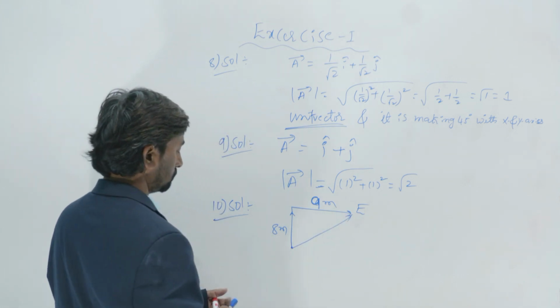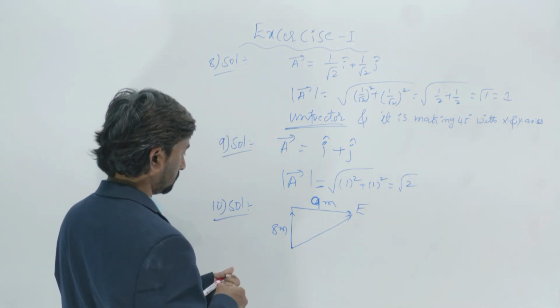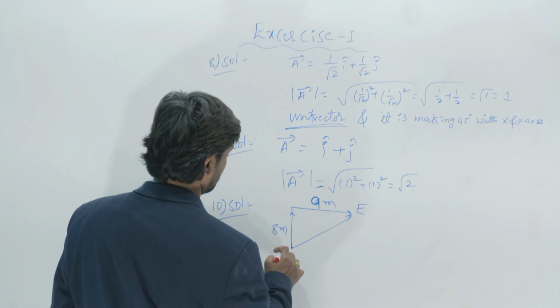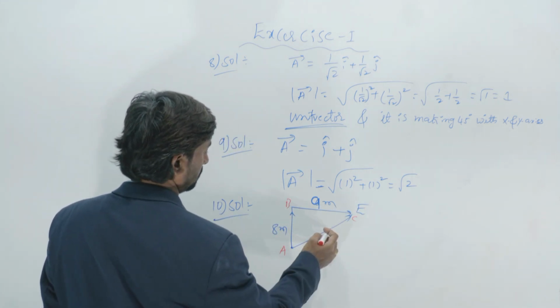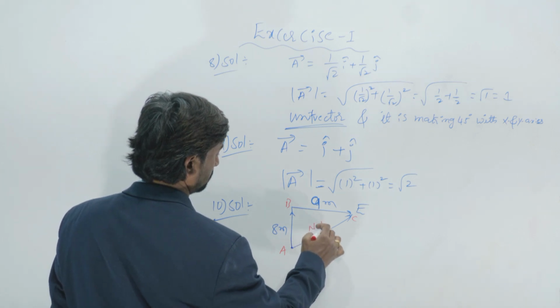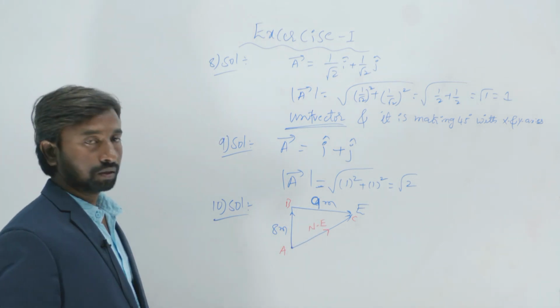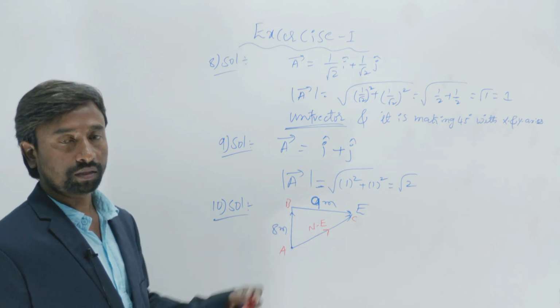So now what is the direction here? Consider this is A and this is B, and here it is C. Towards east now it is moving there. This is the northeast direction, no? So the direction of the person is the northeast direction.